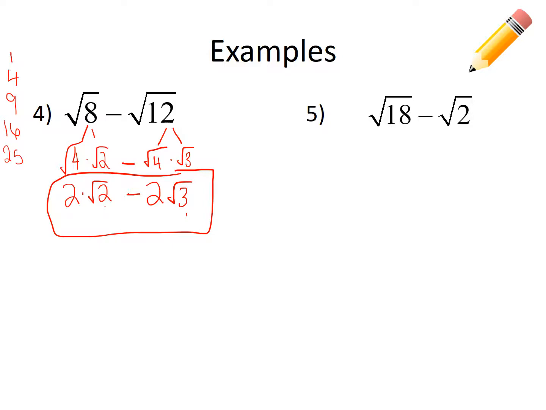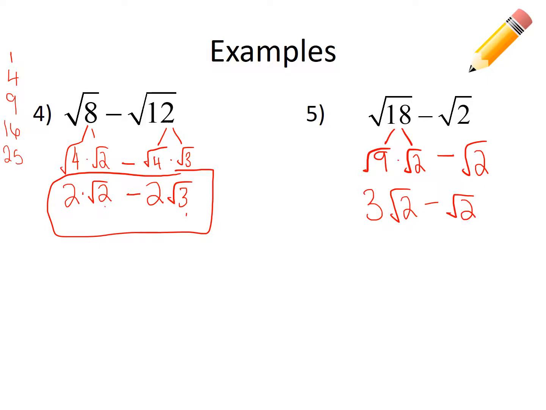18 has lots of different factors, like 3 and 6, but 3 and 6 and 1 and 18, none of those four numbers are perfect squares. But 9 and 2, 9 is a perfect square, so we can split 18 into the square root of 9 times the square root of 2. And then we still have this minus square root of 2, because we can't simplify the square root of 2. That's already as simplified as it can go.